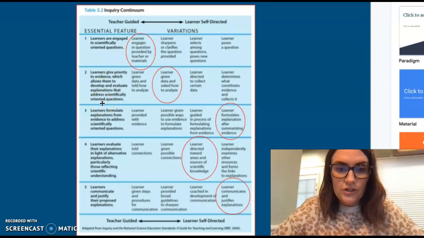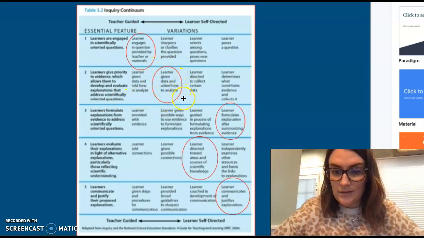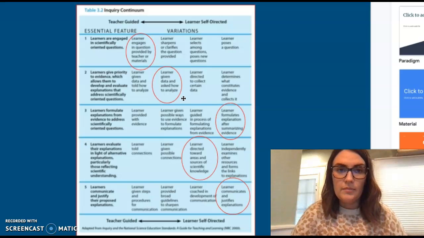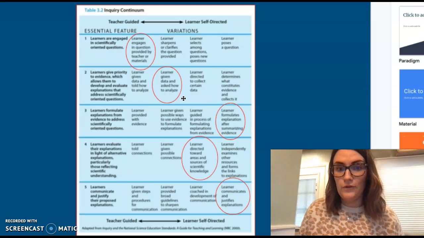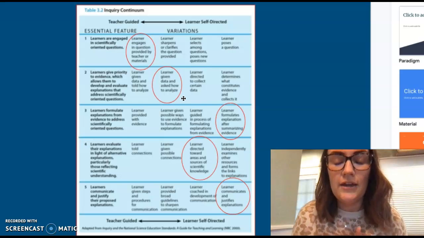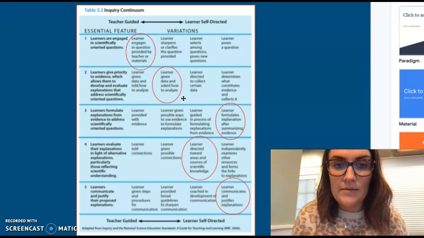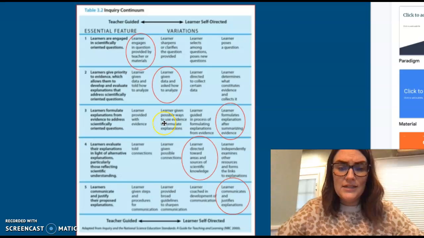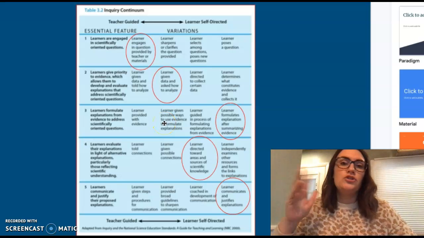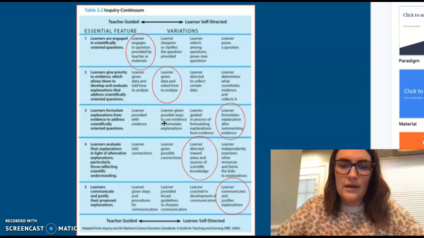Number 2, learners give priority to evidence, which allows them to develop and evaluate explanations that address scientifically oriented questions. I gave this "learner given data and asked to analyze." I scored it this way because the students were given the information that, hey, how are we going to filter our water? This is a huge important thing in our life. And then they were potentially asked, how can we do this? Because they came up with many different scenarios on what they were supposed to do and different possible ways, like what layer of earth should go first when filtering the water and things like that.